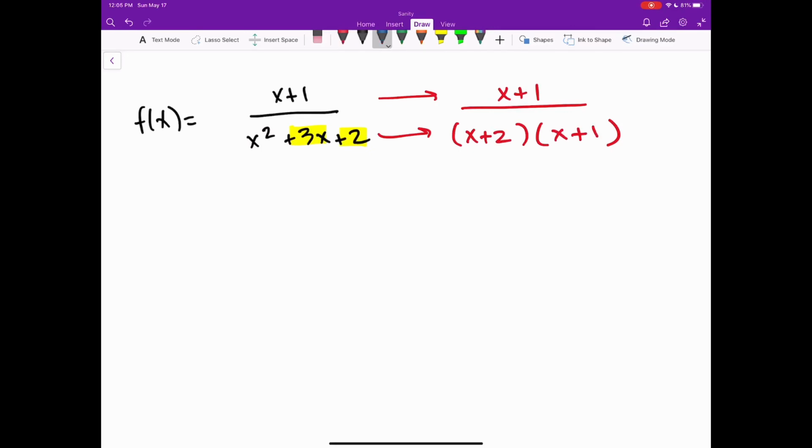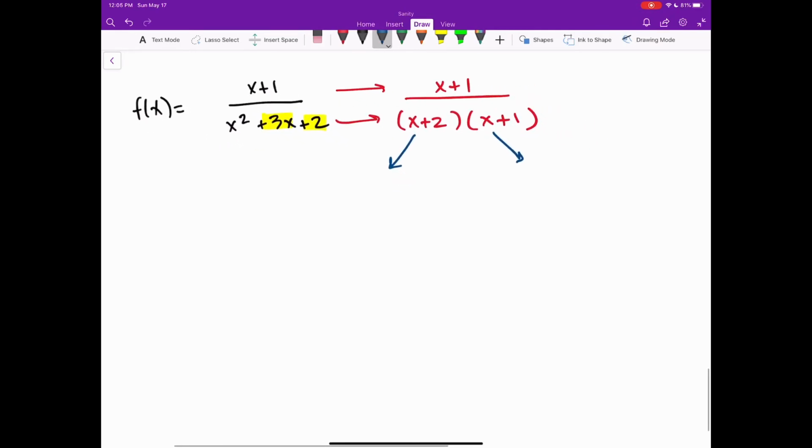Now we're looking at our denominator and asking what values are going to make those factors 0, because we can't divide by 0 here. So I'm going to set x plus 2 equal to 0 and x plus 1 equal to 0, solve for x, and I'm going to get x equals negative 2 and x equals negative 1.